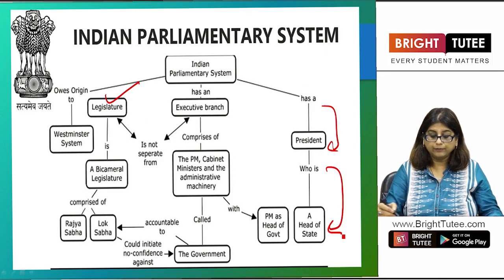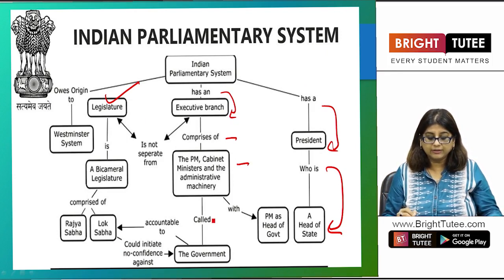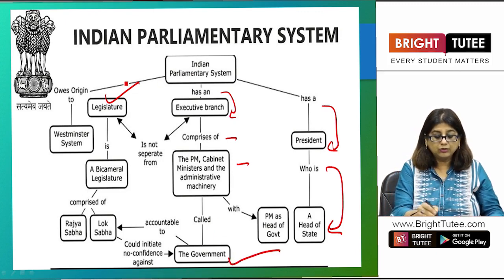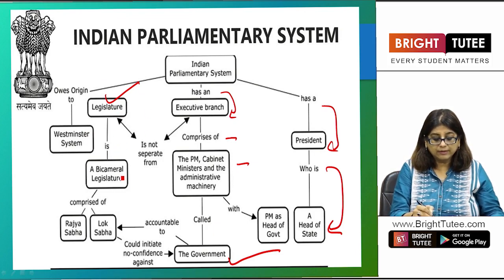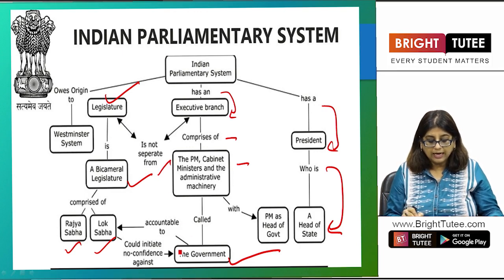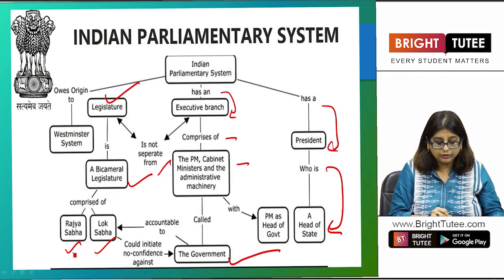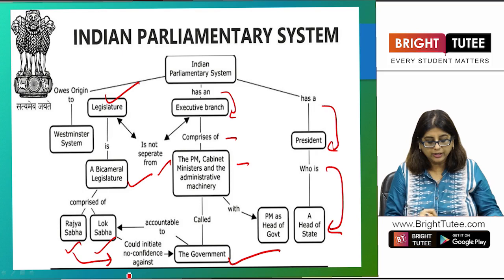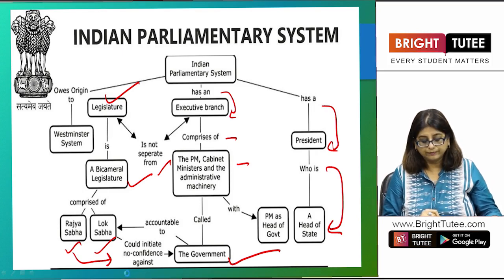Now, Indian parliamentary system, see, this is legislature, and the Indian parliamentary system has a president who is the head of state. It also has an executive branch. It comprises the PM, cabinet ministers and the administrative machinery, and it is called the government. It owes its origin to the Westminster system, and the legislature is a bicameral legislature, which is Rajya Sabha and Lok Sabha. It is not separated, and the government is accountable to these two houses. It could initiate a no confidence motion against the government.